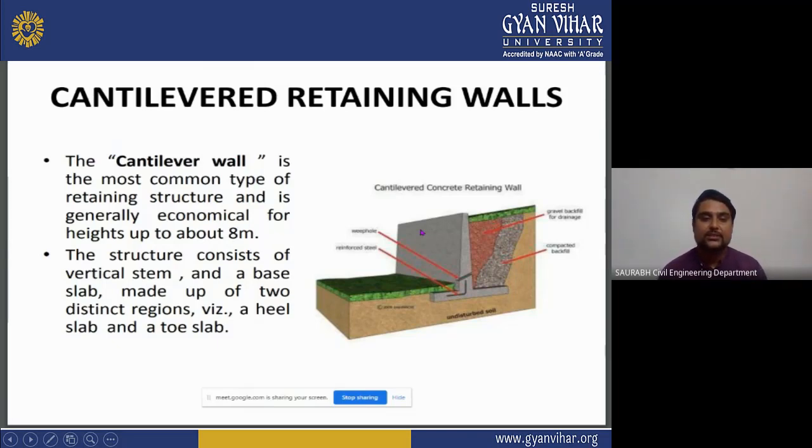The structure consists of a vertical stem and a base slab made up of two distinct regions, a heel slab and a toe slab. As you can see here, there is a weep hole, and reinforcement steel is also provided in the cantilevered retaining wall. And this is your gravel backfill for the drainage, and that is your compacted backfill. These are all the components of a cantilever concrete retaining wall.